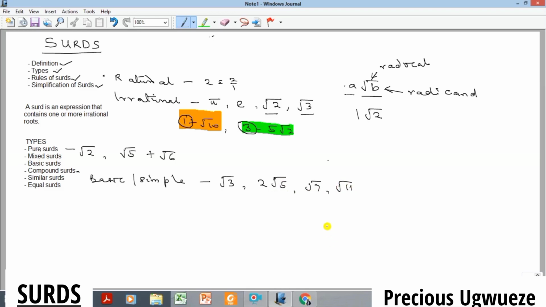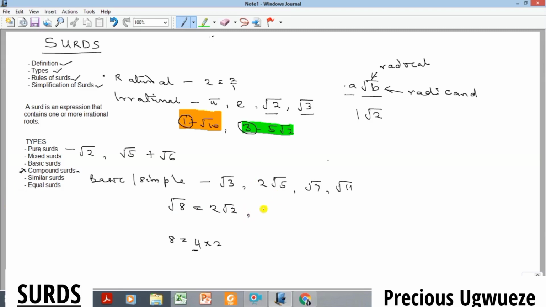Now, when you have a surd, for example root 8, where the radicand can be expressed as a multiple of a perfect square. For example, we know that 8 can be written as 4 times 2, where 4 is a perfect square. So you see that this surd, we can further reduce into a simpler form. And if I do that, I am going to get 2 root 2. So surds of this form are called compound surds. Another name is complex surds.